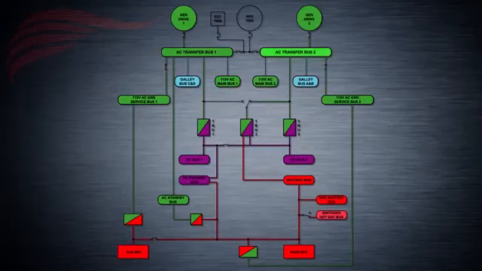Similarly, AC transfer bus 2 also subdivides into the following buses: AC main bus 2, AC ground service bus 2, galley bus A and B. AC transfer bus 2 also supplies energy to the DC bus 2 with another transformer rectifier.